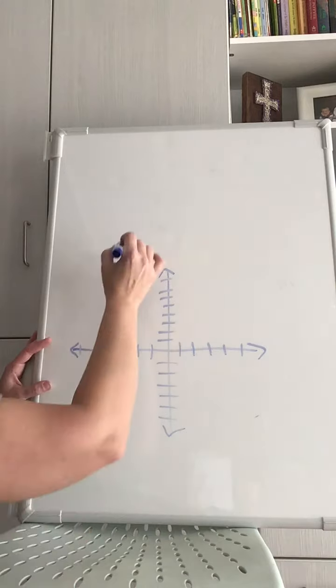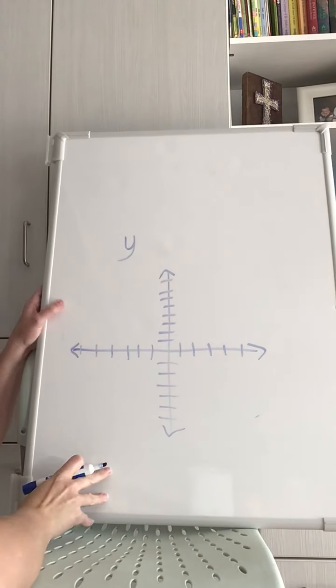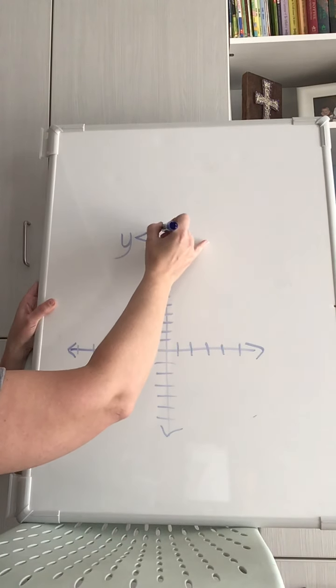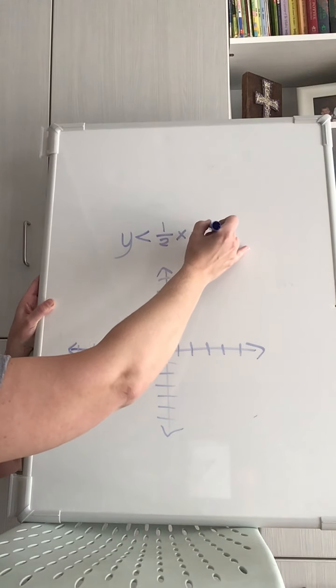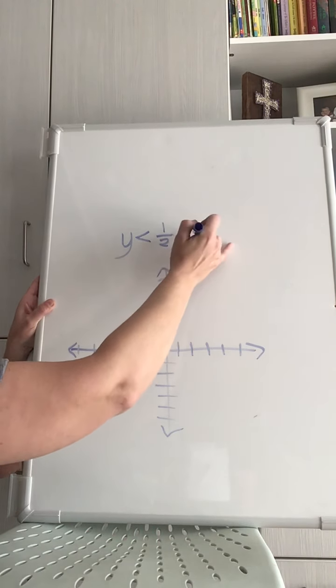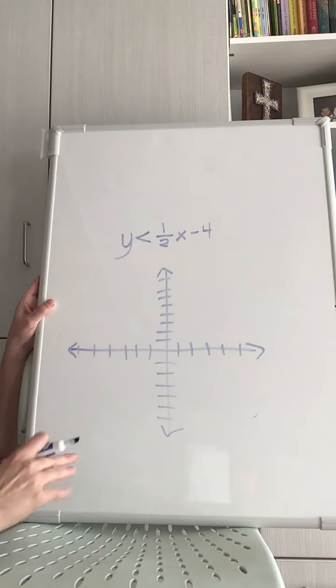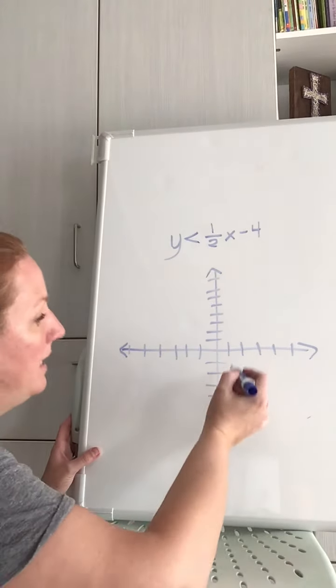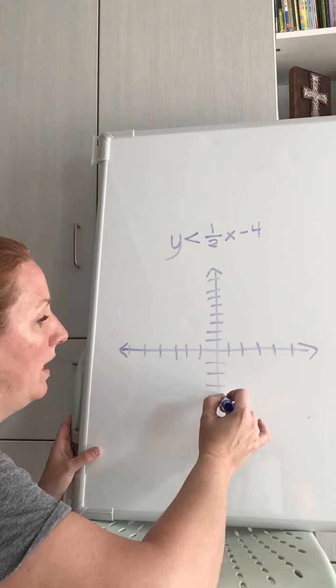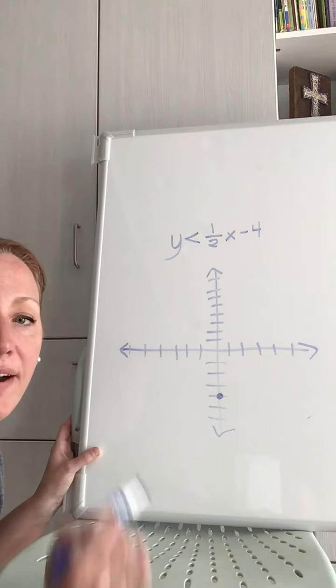Equal sign, you're going to see a different sign. So let's say we have y is less than 1/2 x minus 4. You're going to start the same way you did before. So you're going to start at the end with that minus 4. I'm going to put a dot on the minus 4. 1, 2, 3, 4. Put a dot there.